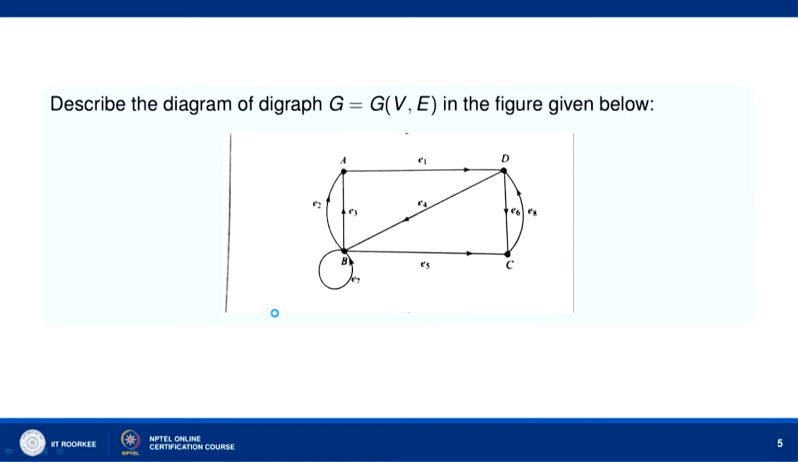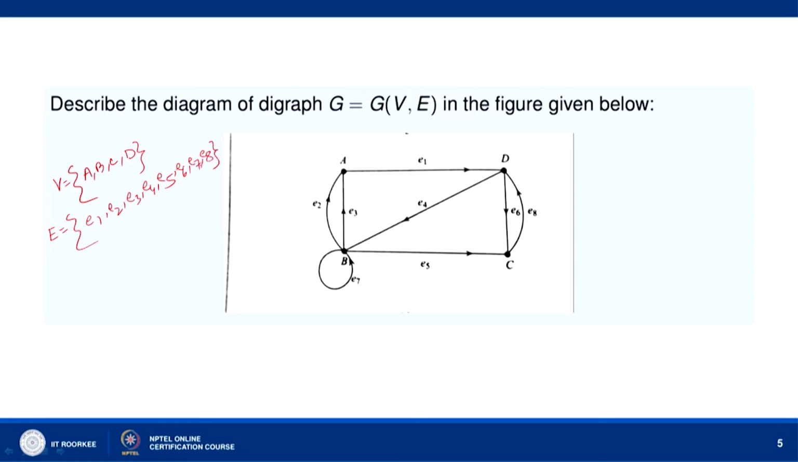Now, describe the diagram of digraph G equal to G(V, E) in the figure below. Let us see what the vertices are here. First we describe the vertices. V is the set of vertices here. Vertices are A, B, C, D. And then the set of edges. Edges are E1, E2, E3, E4, E5, E6, E7, E8.